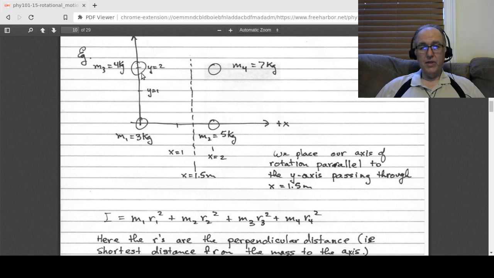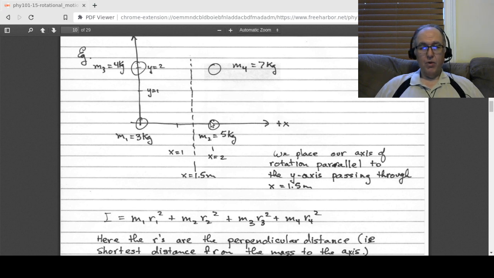Should I measure it to any other point there? No. You actually measure what's called the perpendicular distance, which is also the shortest distance between the mass and the axis of rotation. The reason you're picking the shortest distance is because when these things are rotating, they make circles, and it's really the radius of that circle. So when this rotates around that axis, it's going to rotate with a radius of 1.5 meters.